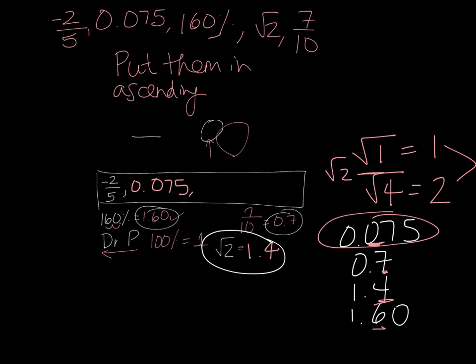Okay? And next, so we got that one done. Next, I think, is this one, 1.4. Okay, and that one was the square root of 2, right? Square root of 2. So that one's good. And then next, it's either between 0.7, or, oh, I'm sorry, 0.7 comes first.